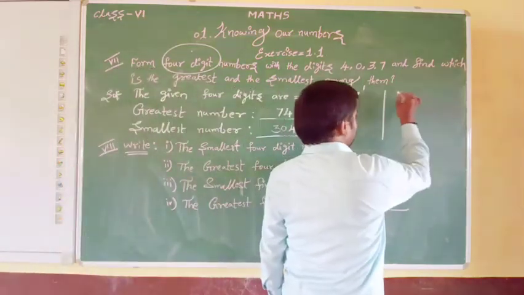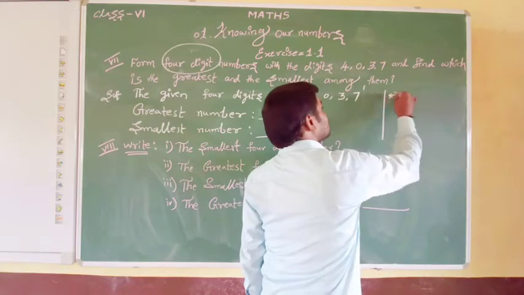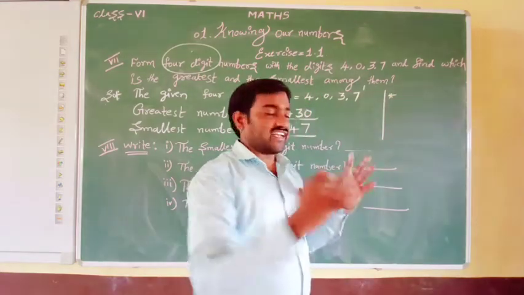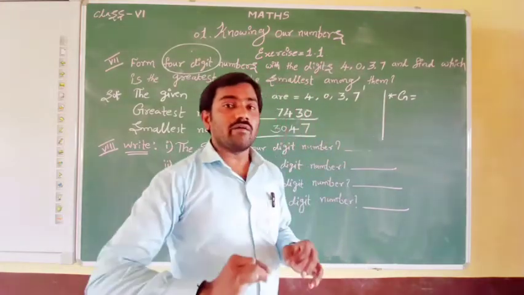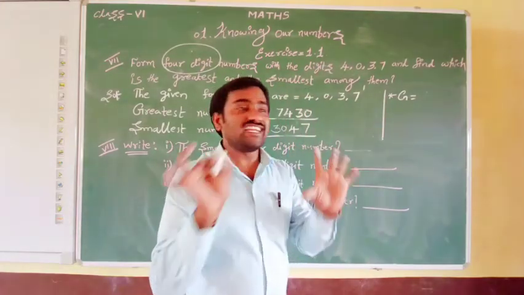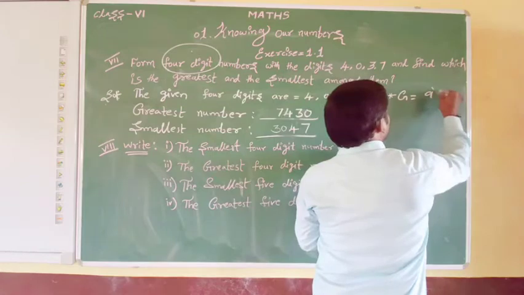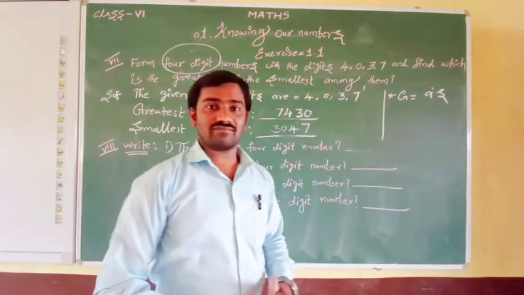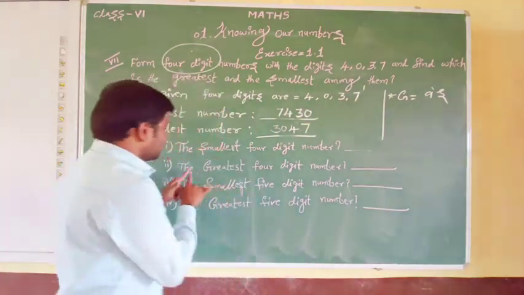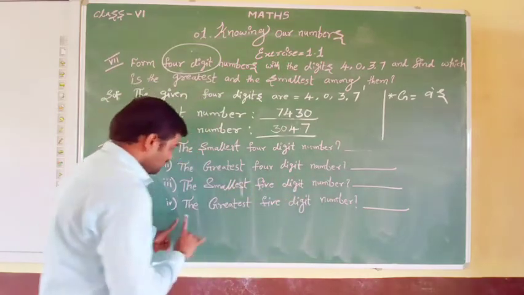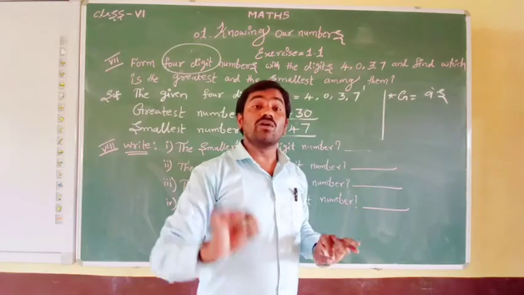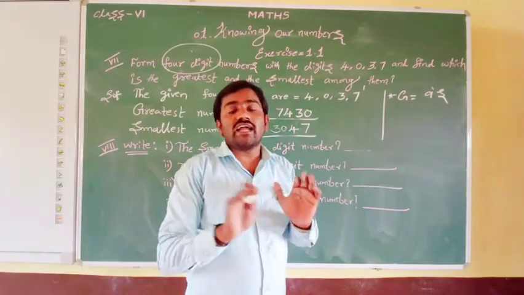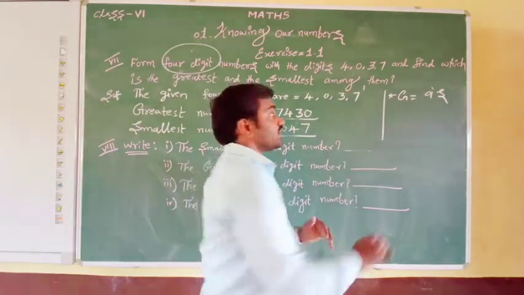I will tell you one trick actually. So what is the trick? Whenever they say the word greatest, remember, always you have to use only nines. Whenever they use the word like the greatest 4-digit number, the greatest 5-digit number, you have to write only nines. Other than 9, you should not use any digit.